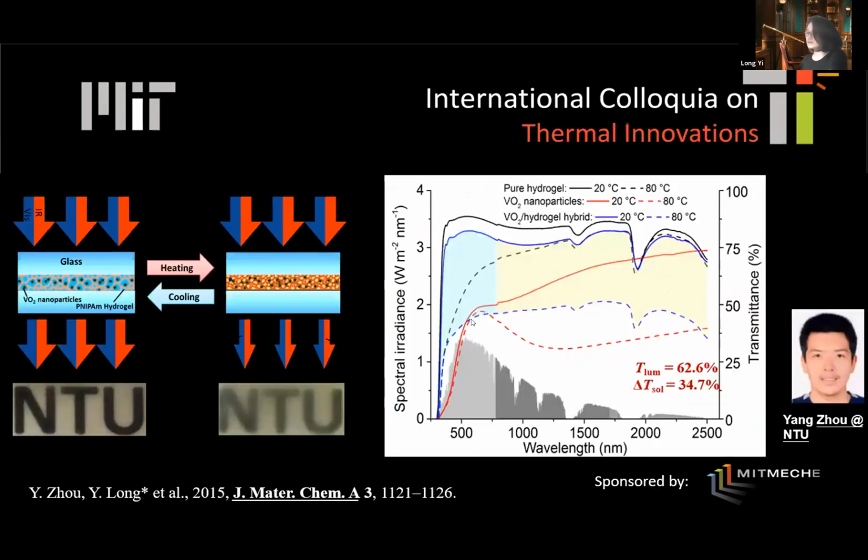Okay, and this is where we just combine them. You can see this red one is vanadium oxide, and the black one is hydrogel. Once we put the hydrogel and the vanadium oxide together, we can open up both the visible range and the infrared range, giving a record high TU and delta SO.